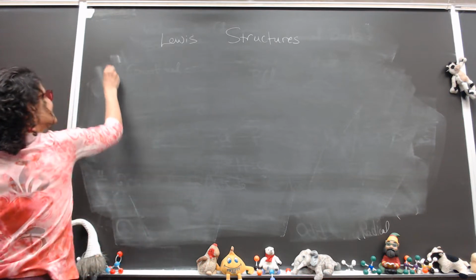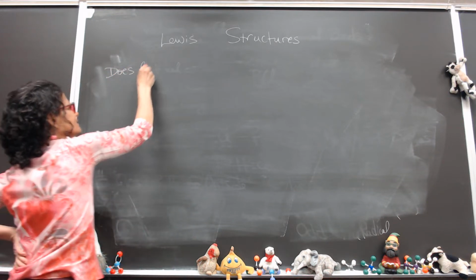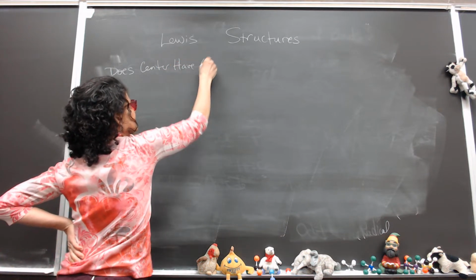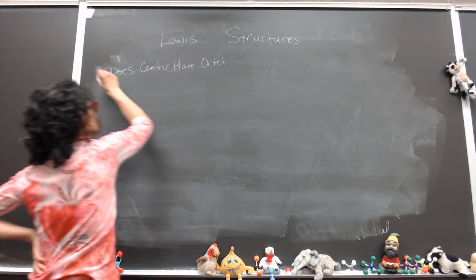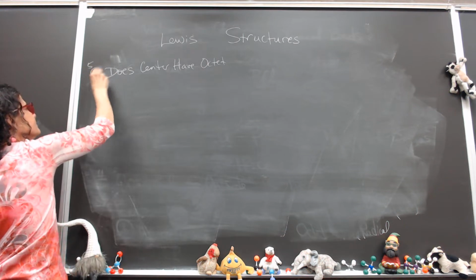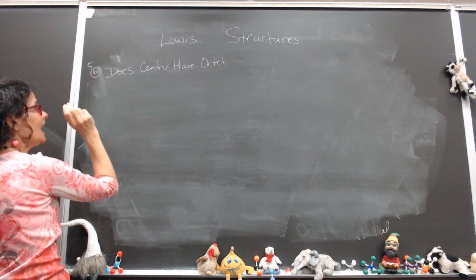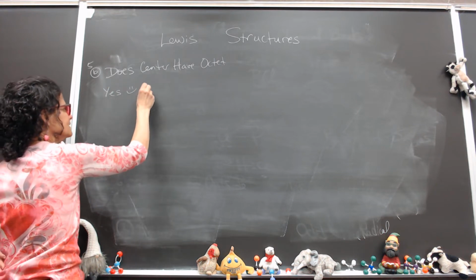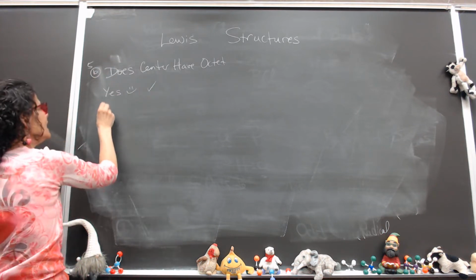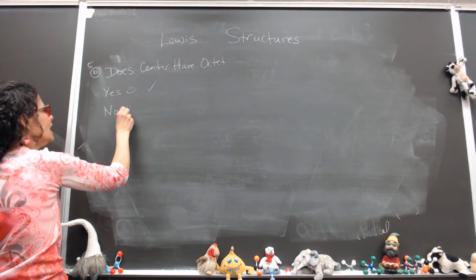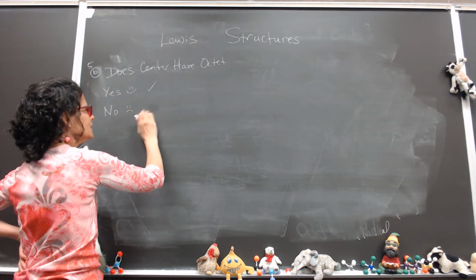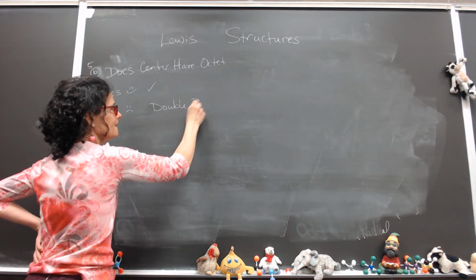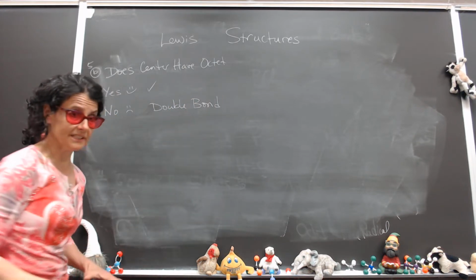So, does the center have an octet? So this was step 5B. If the answer is yes, you're done. Check. We're good. If the answer is no, then we have to make a double bond. And we're going to do an example now, and then we're going to do a bunch of examples.